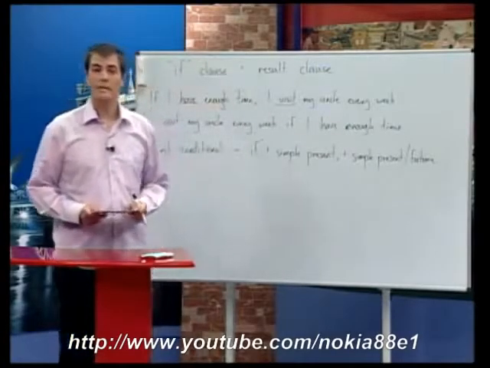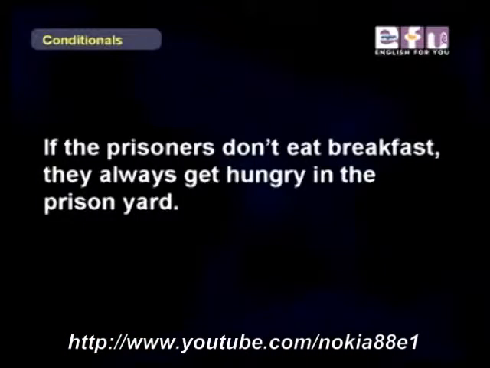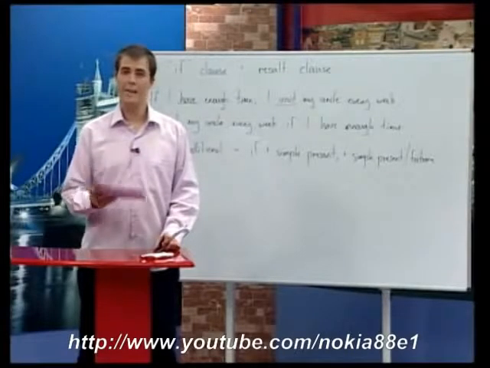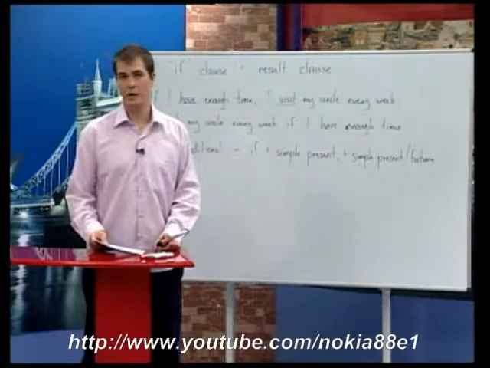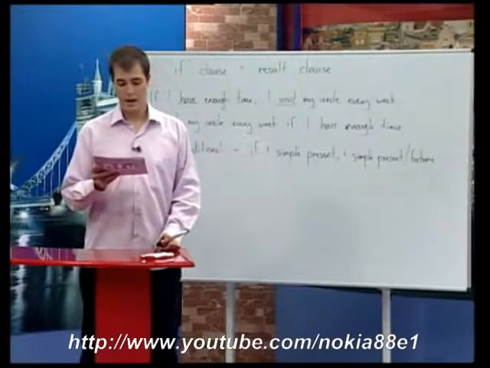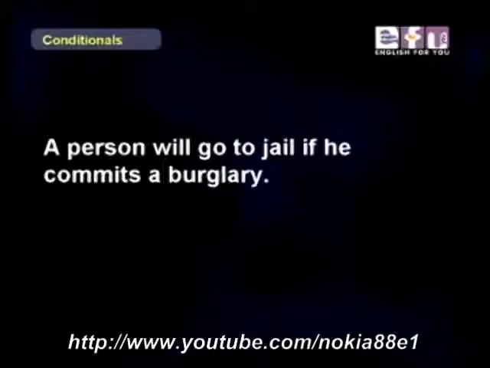Let's look at some more examples then. If the prisoners don't eat breakfast, they always get hungry in the prison yard. Now, the simple present is used in the result clause to show that something always happens, or it's a habit. It's a habitual activity or a situation. It always happens. Another example. A person will go to jail if he commits a burglary.